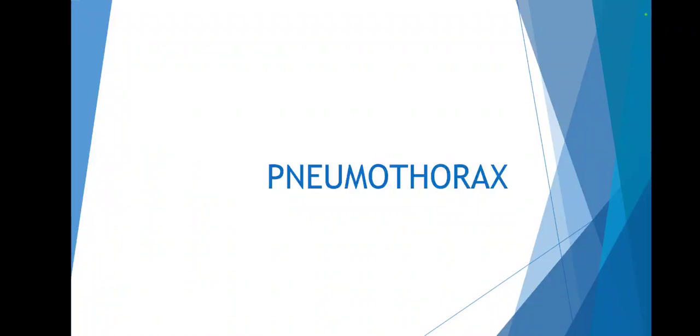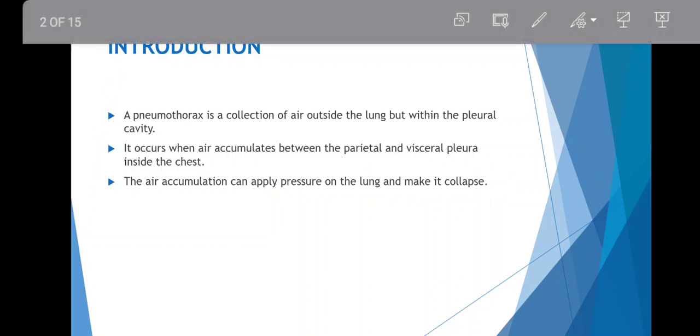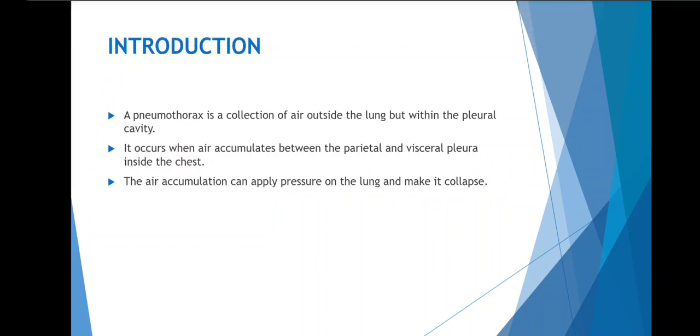Hello everyone, today we'll be discussing pneumothorax. Pneumothorax is a collection of air outside the lung but within the pleural cavity. So this usually occurs when air accumulates between the parietal and the visceral pleura inside the chest. The air accumulation leads to increased pressure on the lung, therefore making the lung collapse.